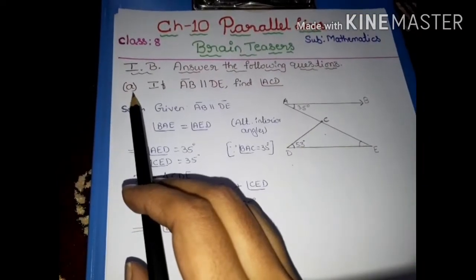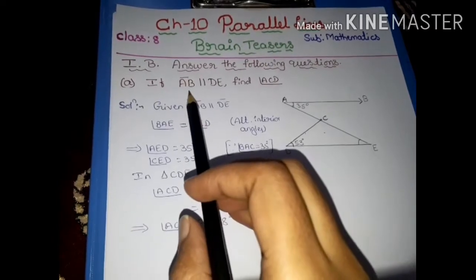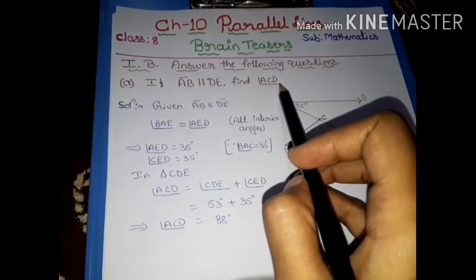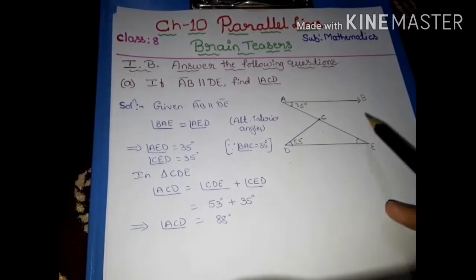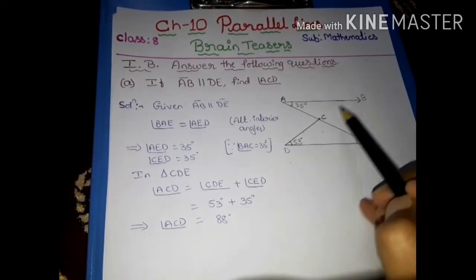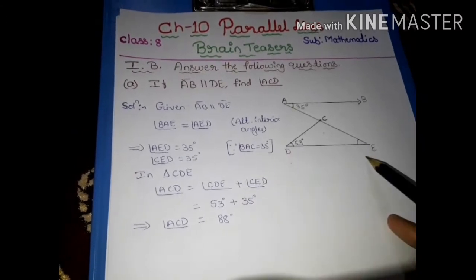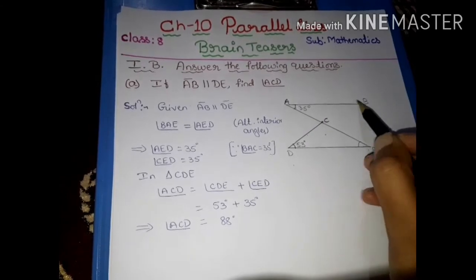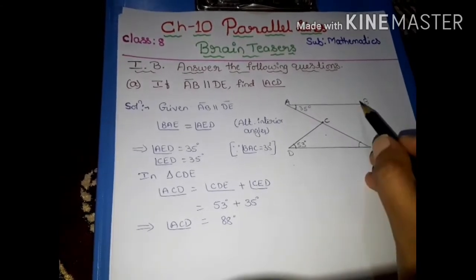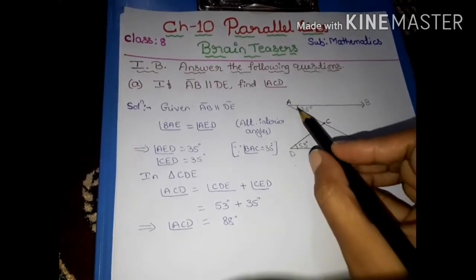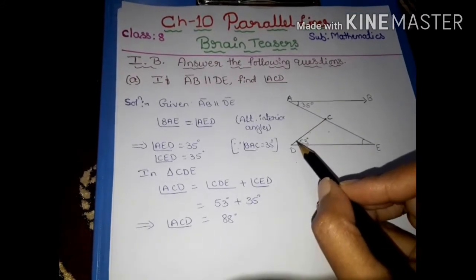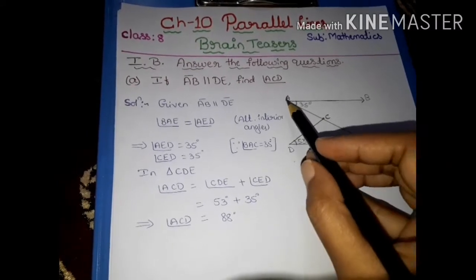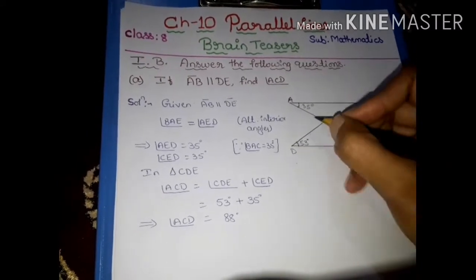Under that, A1 question: if AB is parallel to DE, find angle ACD. Here the figure is given, children. AB line is parallel to DE. Angle BAC, or angle BAE, is given as 35 degrees. Here angle D is given as 53 degrees. You have to find angle ACD. This is the angle you have to find.